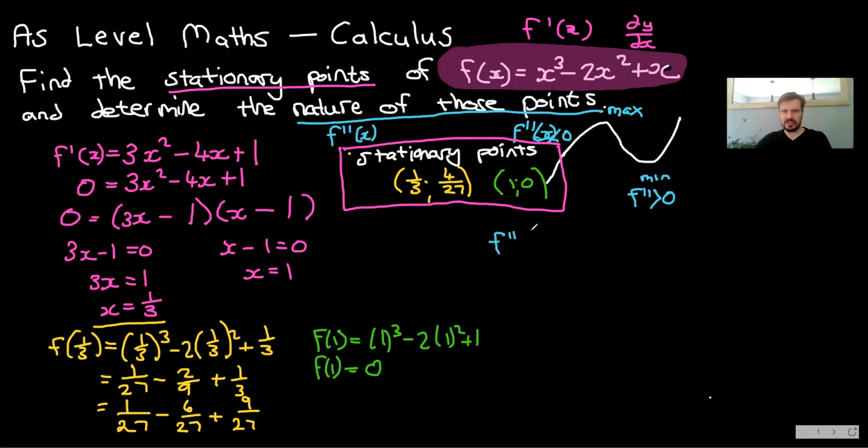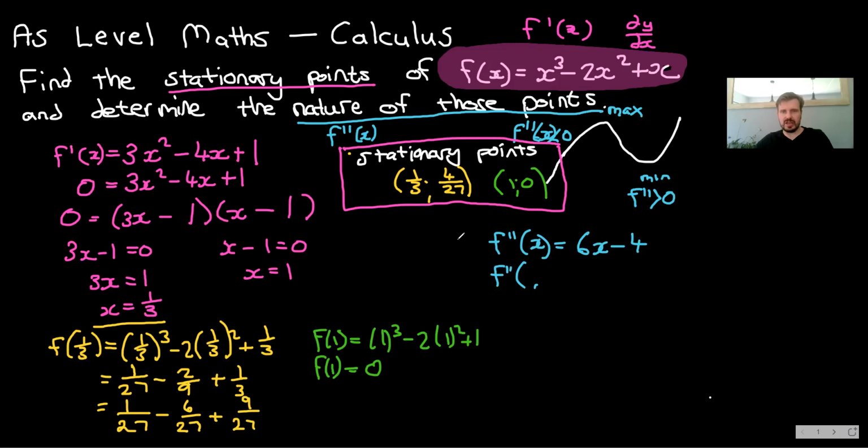So f double dash of x, we find the derivative of the derivative. So 2 times 3 is 6x, because we take the 1 off the 2, and then minus 4. Okay, so now this is the double derivative. So what we do now is we sub in our x values into here. And if it's positive, we know that it's a happy face graph, meaning you'll have a minimum. Or if it's negative, it's a sad face, so a maximum.